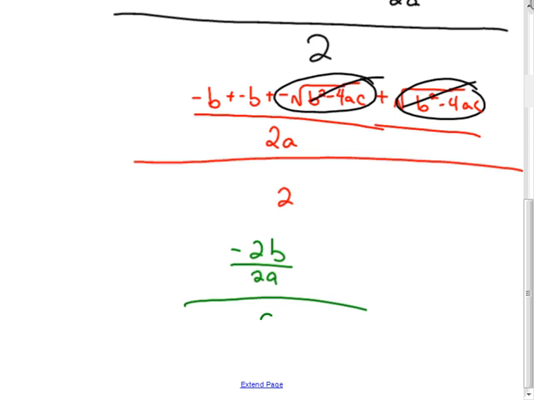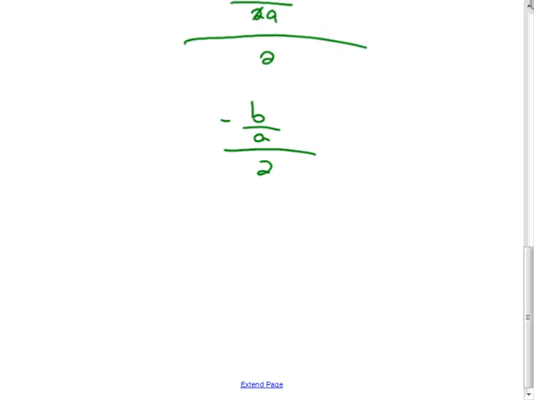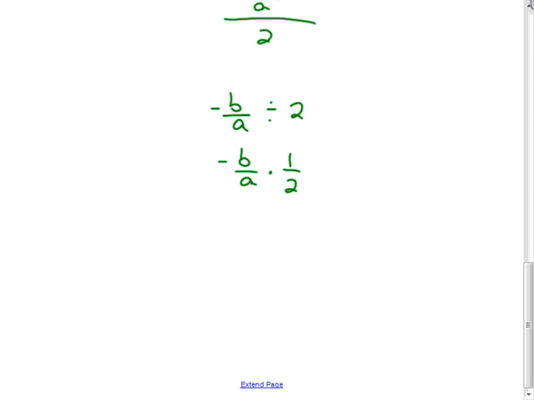All over 2. Simplify that numerator. The 2's cancel. So I get the opposite of b over a, all over 2. Now this is where you have to think: division is the same thing as, I'm going to rewrite that out, that fraction bar, opposite of b over a divided by 2. Division is the same thing as multiplying by the reciprocal. Cross the top, cross the bottom: opposite of b over 2a. That gives you the x value of your vertex.